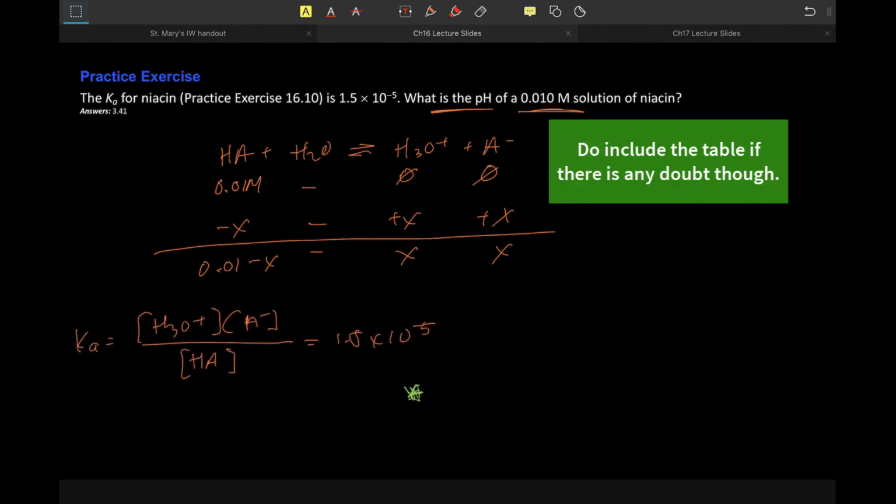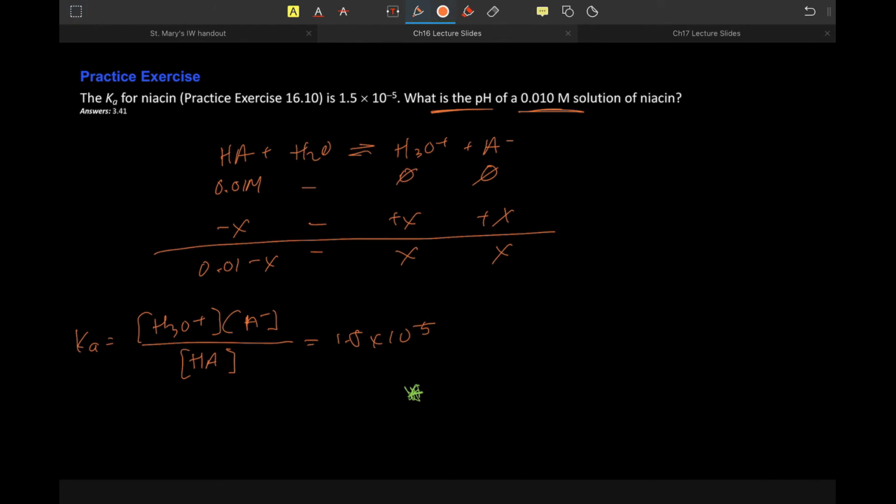So then we could just plug in those values, which say that we have X squared over 0.01 minus X is equal to 1.0 times 10 to the negative 5. And then we would solve for X, and once we had X, we could then put it into the pH expression, right? Does that make sense? So here it's just about keeping organized.